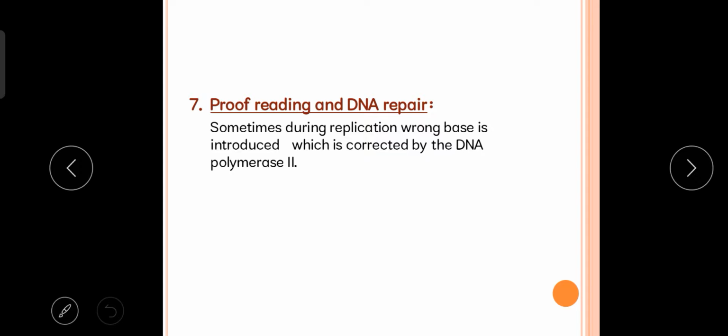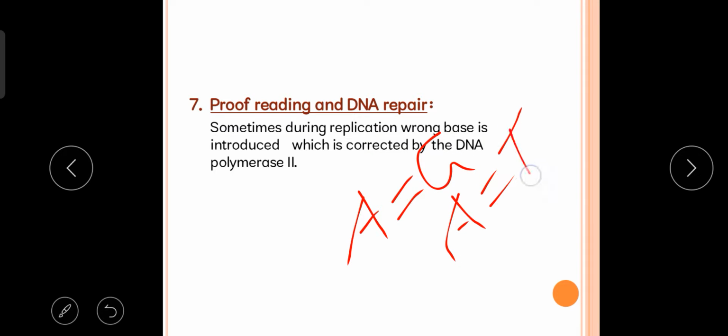Proofreading and DNA repair. Proofreading means sometimes during replication a wrong base pair may be introduced. This is very rare, but sometimes it happens. That means sometimes, along with the A, guanine binds. This is the wrong base pair because adenine always binds to thymine.